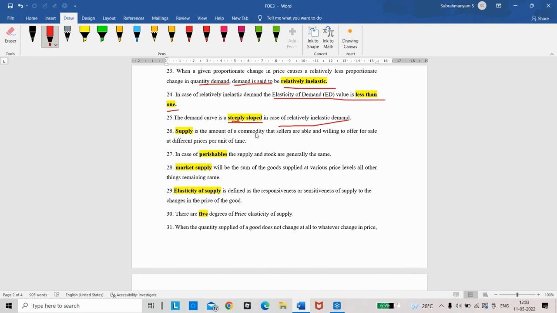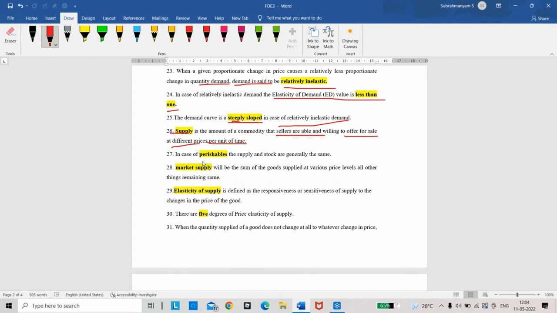Supply is the amount of a commodity that sellers are able and willing to offer for sale at different prices per unit of time. That is, the sellers are willing to offer for sale at different prices per unit of time. That is known as supply.